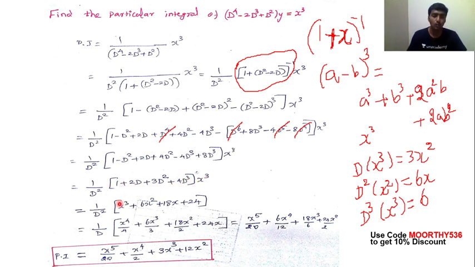1 into x cube, 2 into D, one time differentiation equal to 3x square. So 2 into 3x square is equal to 6x square. Then 2 time differentiation equal to 6x. So 3 into 6 is equal to 18x, plus the 3 time differentiation equal to 6. 4 into 6 is equal to 24.